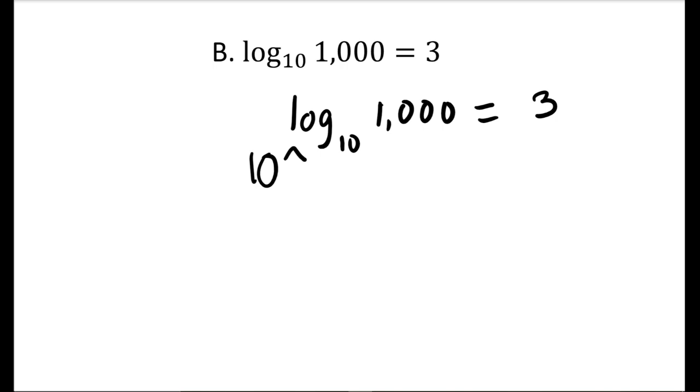So I'm literally going to take 10 and raise it to this left side. And that's exponentiation. So this right here, I'm exponentiating. And now, whatever I do on one side, I have to do on the other side. So I'm literally going to take 10 and raise it to the third power. So on both sides, I have 10 raised to the log of 1,000 power equals 10 raised to the third power.